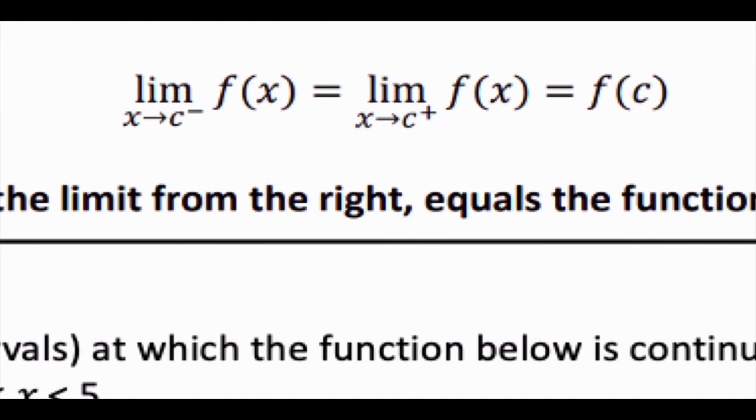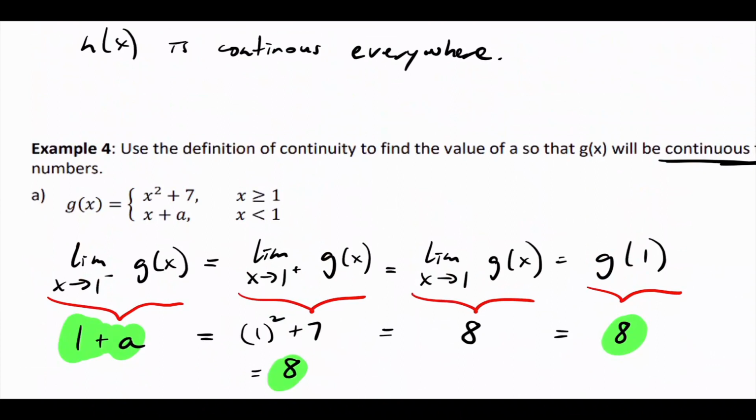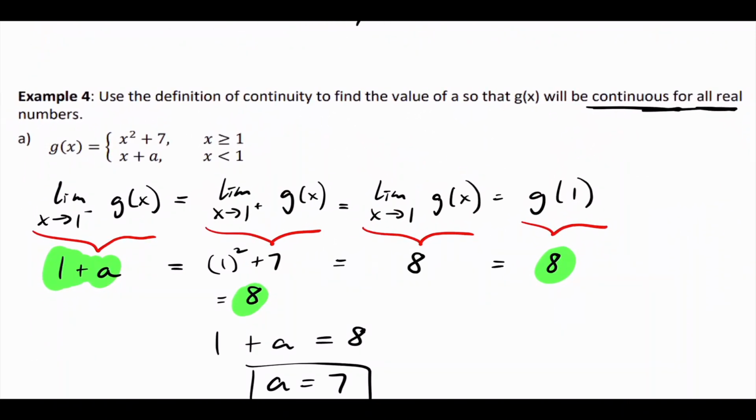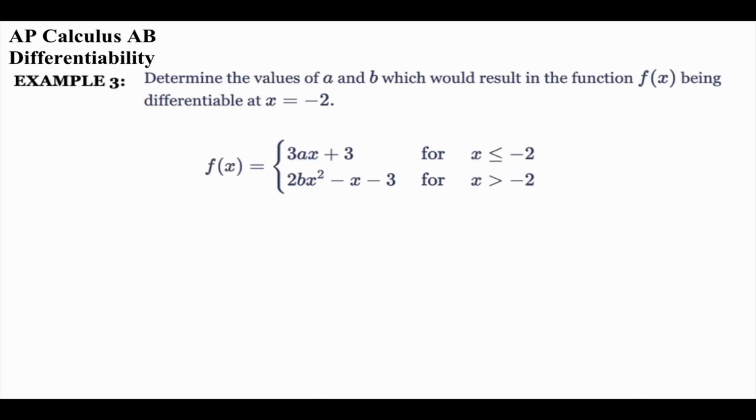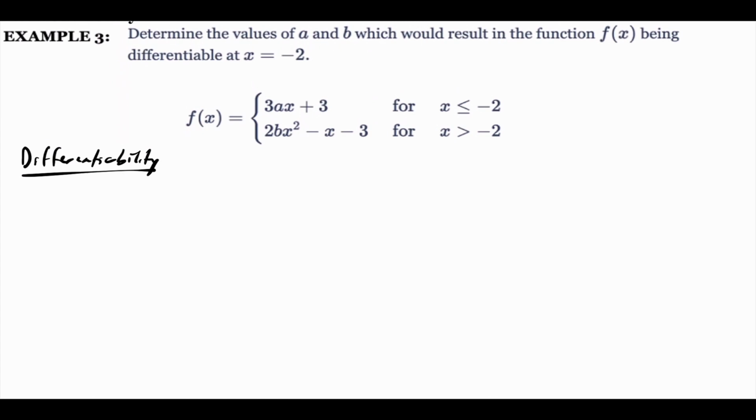It's very similar to the ones we did for continuity. What value has to go in for A to make it continuous? The only difference is here, it's differentiable. So if it's differentiable, we're going to get the same thing. So differentiability: f prime of c as x approaches c from the left equals f prime of c as x approaches c from the right.